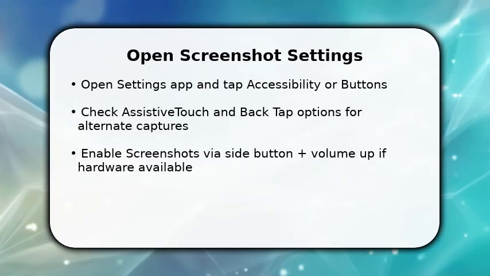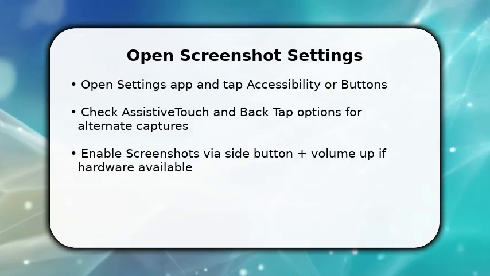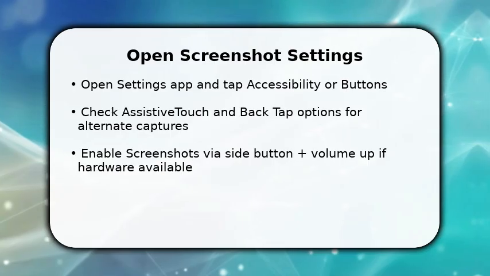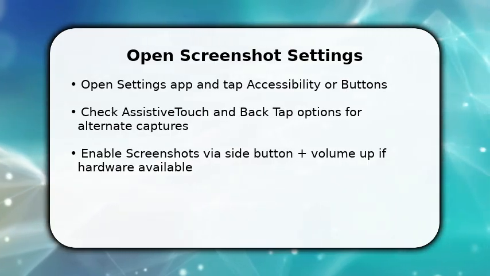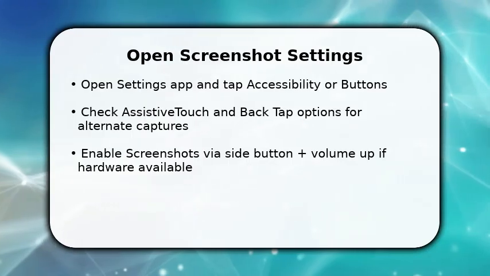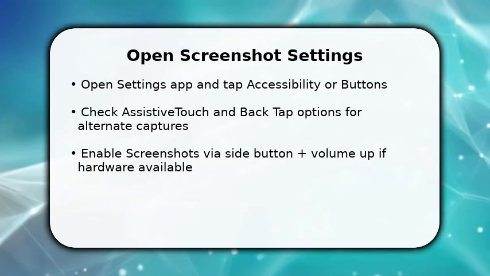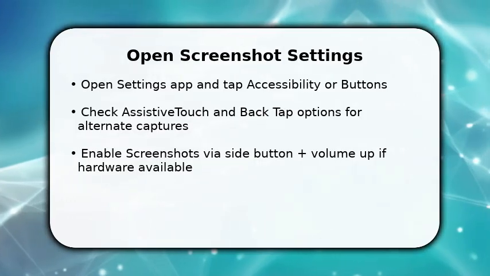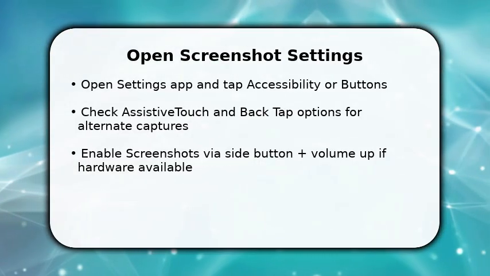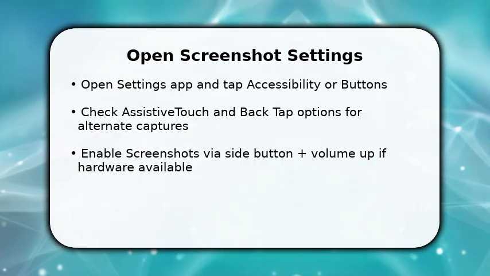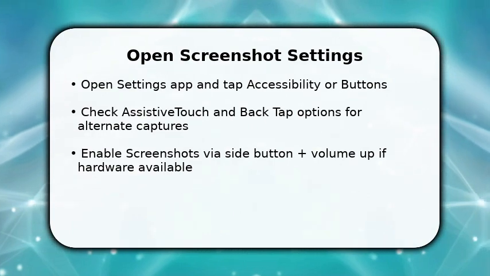You start by opening Settings and locating where Screenshot controls live. Tap Accessibility to find Assistive Touch, or search Back Tap to configure double or triple tap captures. Once done, make sure Side Button plus Volume Up is enabled for standard screenshots. This is the quickest hardware method. You're doing this so you can pick the method that fits your usage and accessibility needs. That choice affects later workflow and whether you need on-screen controls or gestures.